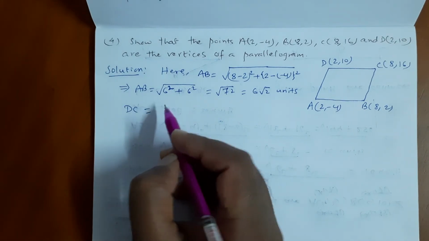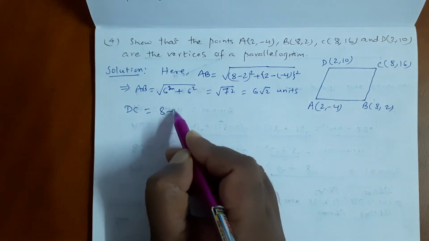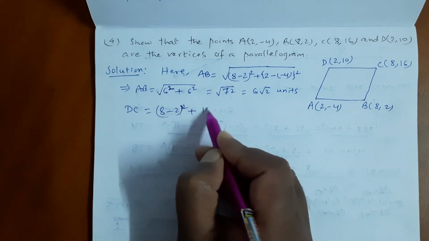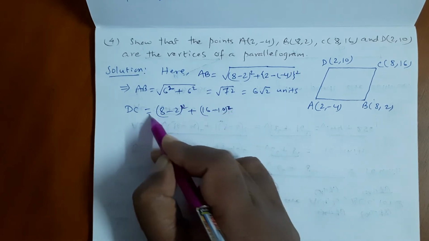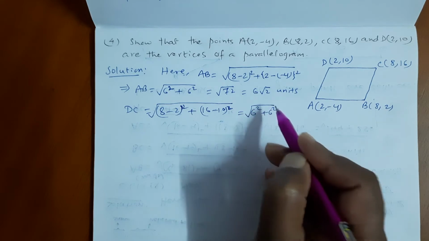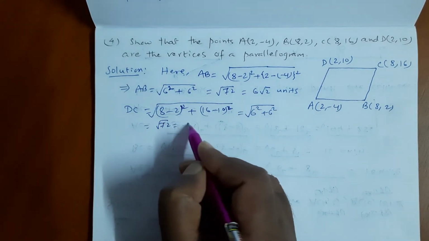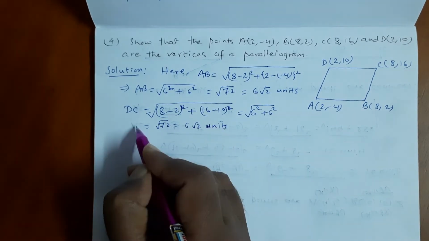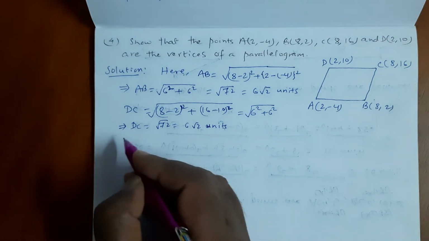So DC equals, here also, square root of (x2 minus x1) squared plus (y2 minus y1) squared, over 8 minus 2 squared plus 16 minus 10 squared, square root over this. That will be 6 squared plus 6 squared. Here we will get the same result, 6 root 2 units. Okay, so AB and DC both equal, we have found out.